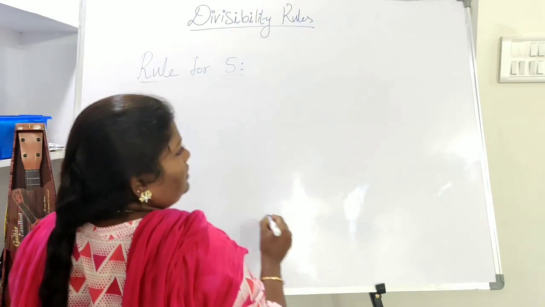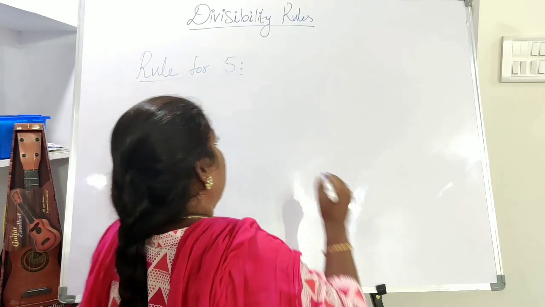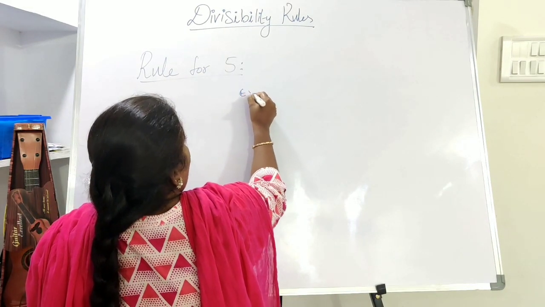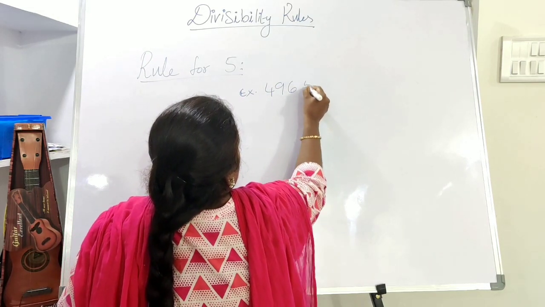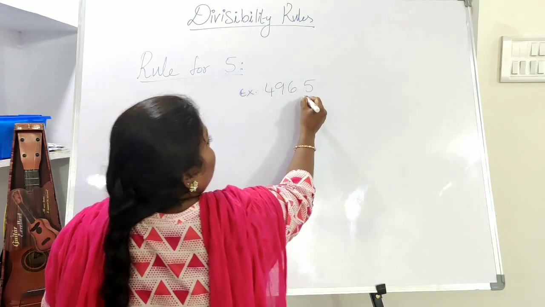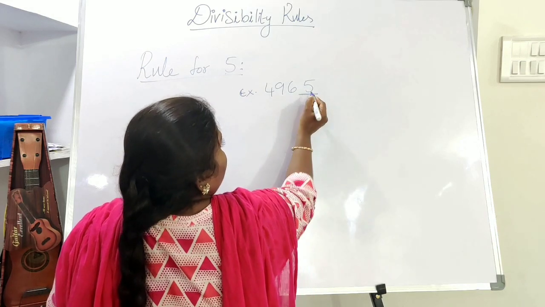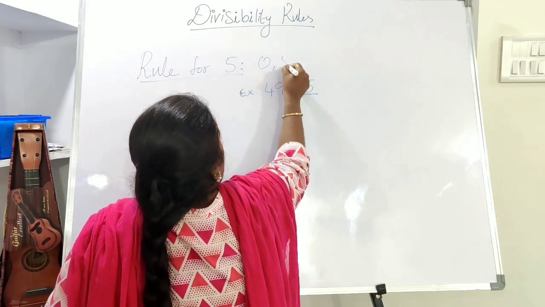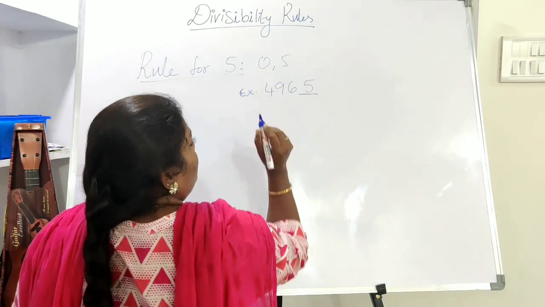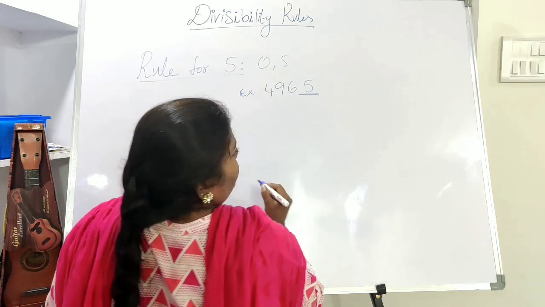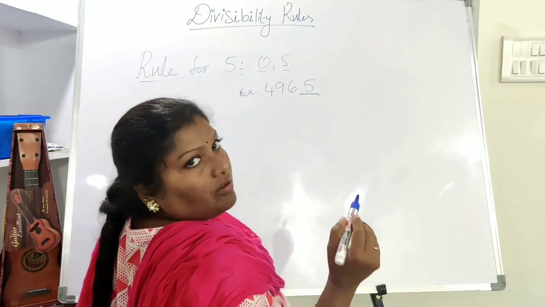Now this is very simple. Now here also you have to check the units digit. Yes, example: 4, 9, 6, 5. Now for 5 you have to check the last digit. Check whether you have in ones place either 0 or 5, then the number is going to be divisible by 5. So you have to check the last digit. If at all you have 0 or 5, then the number will be divisible by 5.